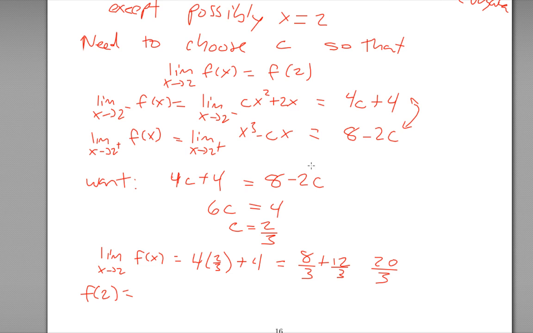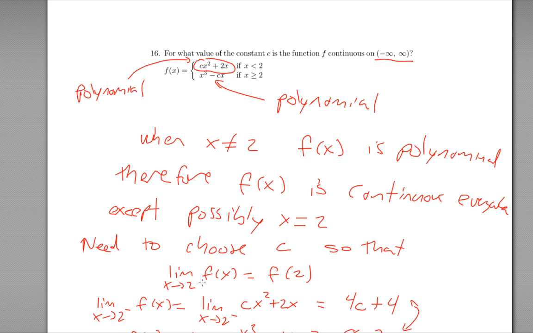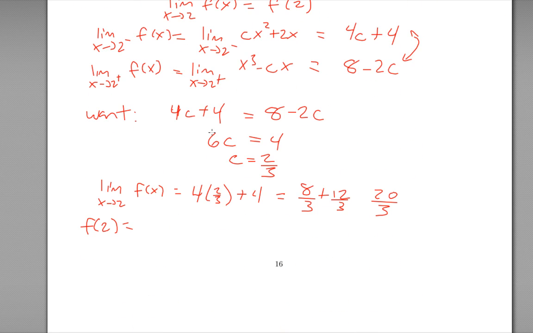It's great for us that we've made sure that the limit from the left is equal to the limit from the right. That's good for us. However, the last part about continuity is that we need to make sure that the limit we just calculated, which is 20/3, is actually equal to the value at 2. So let's plug in 2 into our function. What version of the function should we use when x equals 2? When x equals 2, we should use x cubed minus cx.